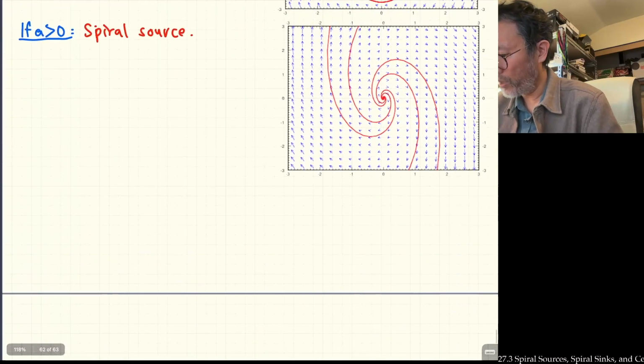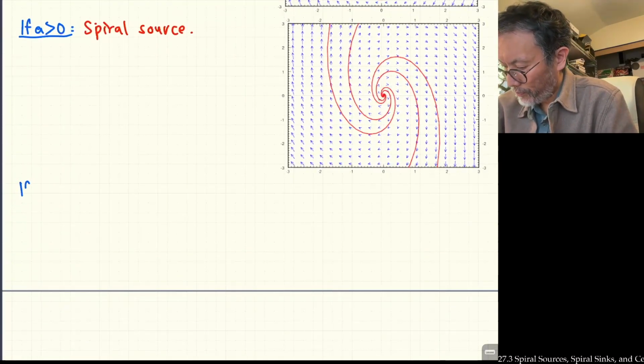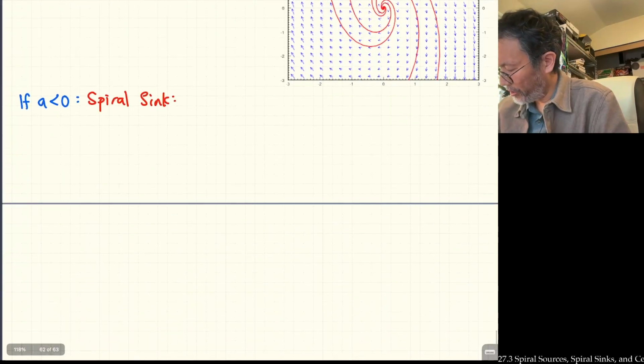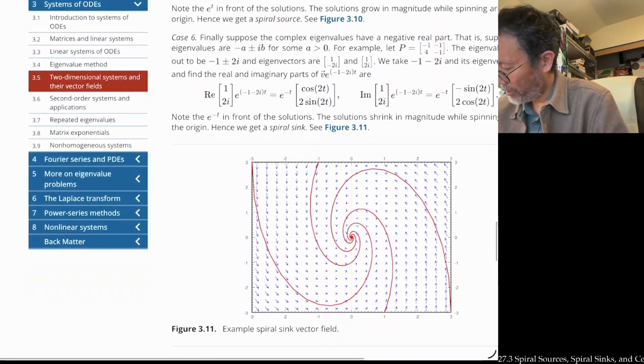And finally, one last case, if a, of course, is less than 0. Then what we get is a spiral sink. Picture this picture.